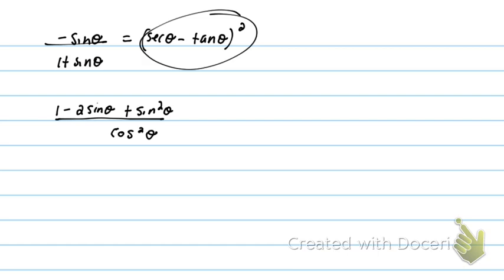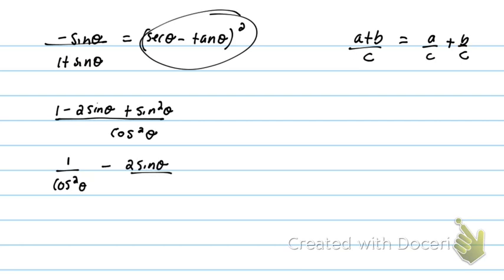Okay, in order to get that secant theta minus tangent theta quantity squared, you're going to want to break this up. This is another trick that I actually haven't shown you yet. I don't know how much you remember from your algebra, but do you remember if you have a common denominator like we do here, you can split it up. It's the same thing, right? Okay, so I'm going to write this as 1 over cosine squared theta minus 2 sine theta over cosine squared theta plus sine squared theta over cosine squared theta. So I'm basically using that rule. I'm splitting your terms in your numerator up over that common denominator, okay?